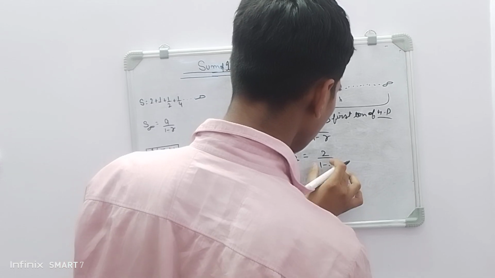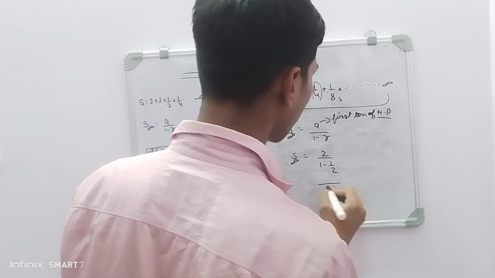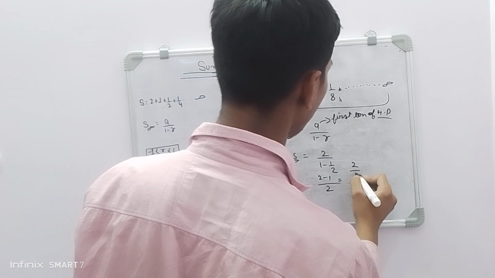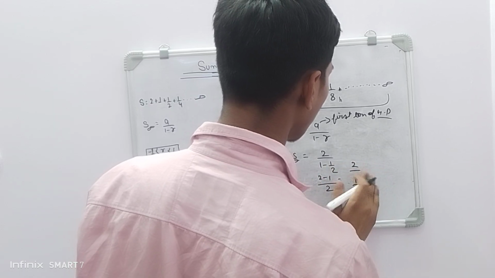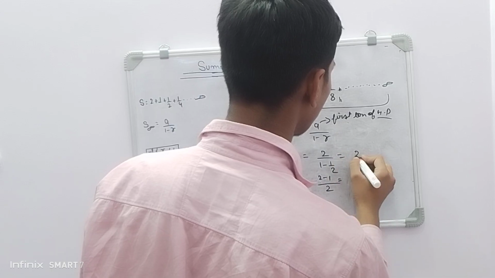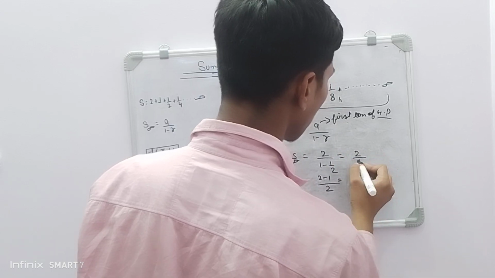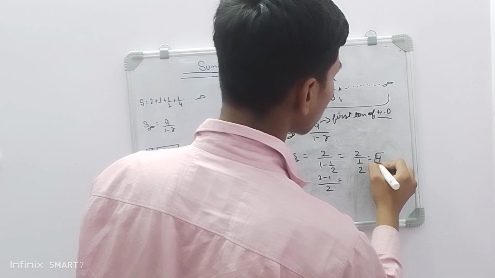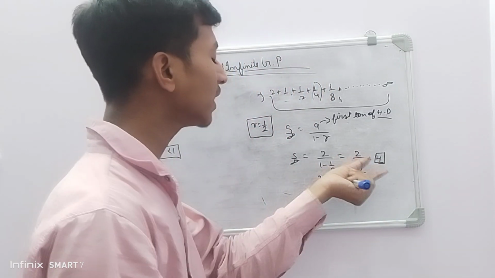If we solve this one, we take the LCM as 2, and 2 minus 1 is equal to 1 by 2. So here we get the value as 2 divided by 1 by 2. If we solve this one, we get the 4. So the sum of the infinite GP is 4.